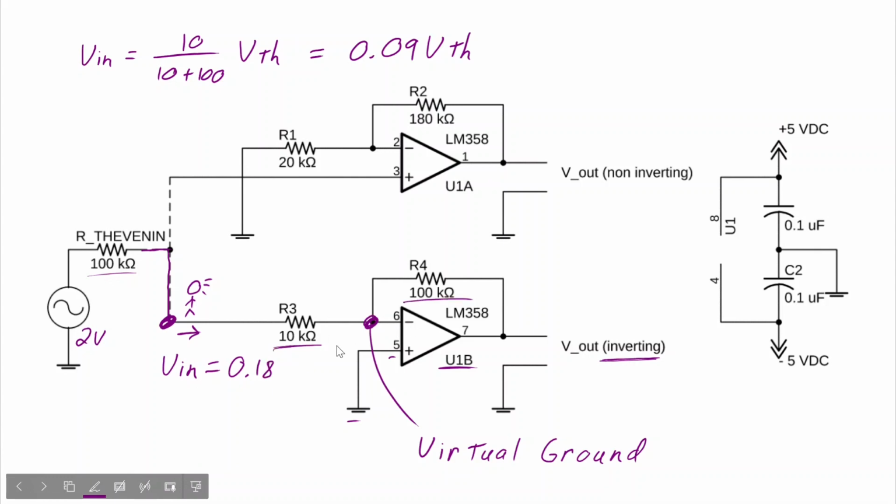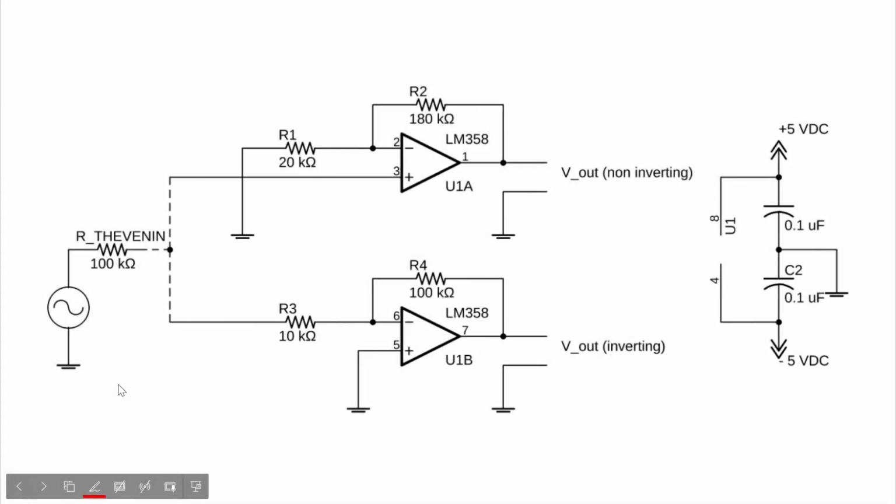Given that the op amp has a gain of 10, we would expect V out to be about 1.8 volts, which is a really interesting result because we've taken our Thevenin voltage of 2 volts, essentially ran it through a voltage divider, giving us a V in of 0.18, and then we've multiplied it by a gain of 10, giving us 1.8 volts. So our output voltage is actually less than our Thevenin voltage because of the input impedance loading down our Thevenin. That's quite the trap if you weren't expecting it. And it could be worse.